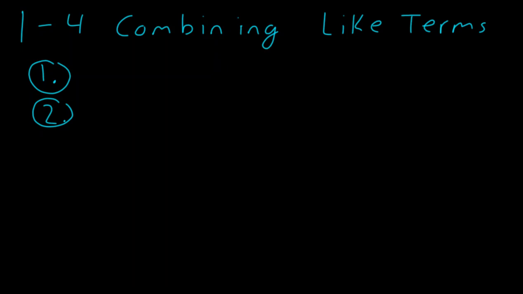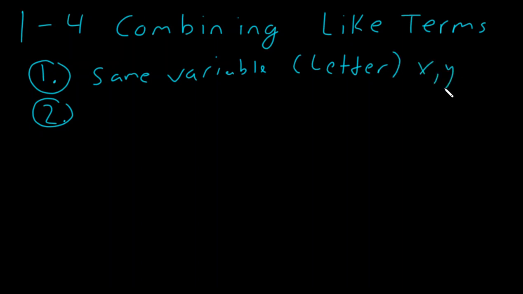Okay, here's our first section for 1-4, combining like terms. Now, in order for you to combine like terms, you really need to do two things. Thing number one is you need to ask yourself, do they have the same variable? And if you will recall, a variable just means the same letter. Okay? For example, x, y, z, dot, dot, dot.